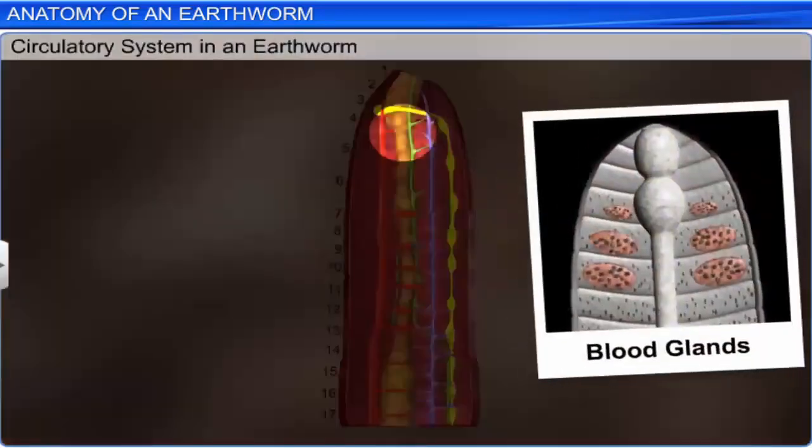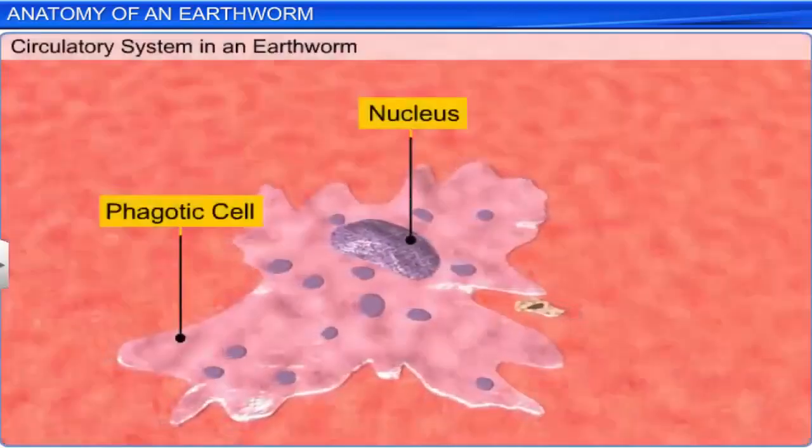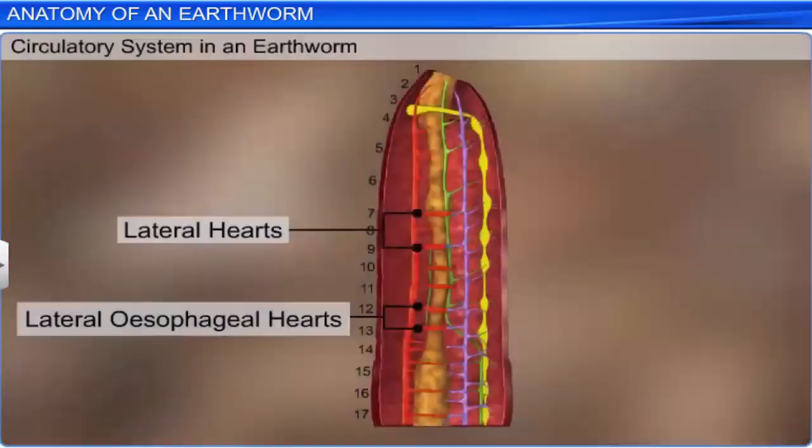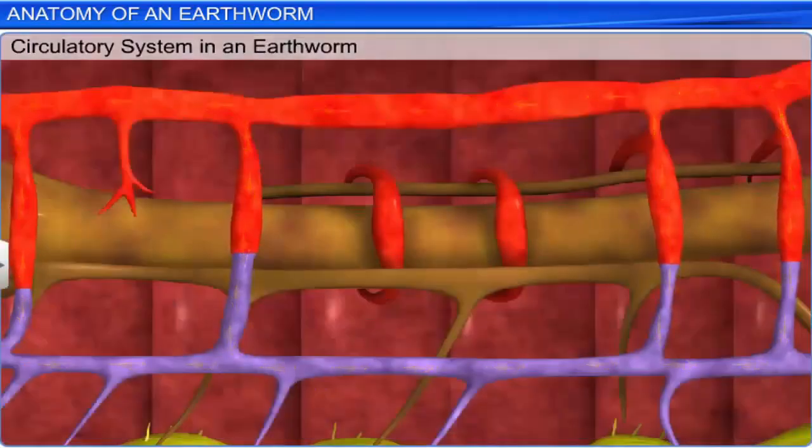Earthworms also have blood glands between the fourth and sixth segments that produce blood cells and hemoglobin, which are dissolved in the blood plasma. These blood cells are phagocytic in nature. Moreover, the hearts, which are important organs in the circulatory system, help circulate blood in one direction.